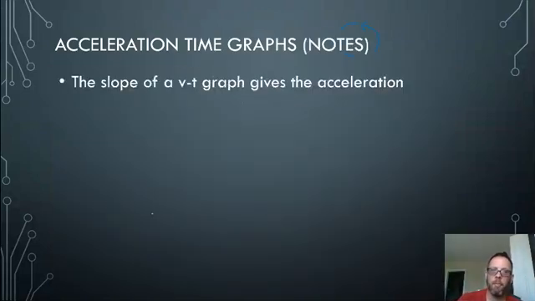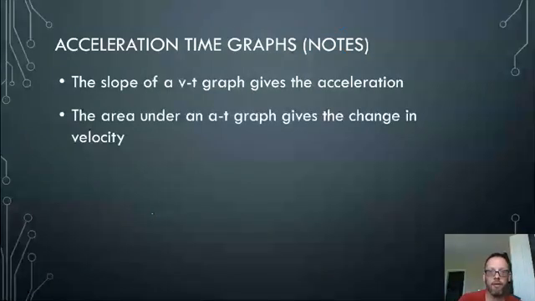Notes. So remember, the slope of a VT graph gives acceleration. And this is new. Just like there's a connection between the area under a VT graph and a change in position, displacement, the area underneath an AT graph gives the change in velocity. So something to keep in mind as well.